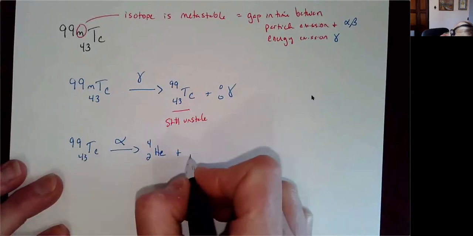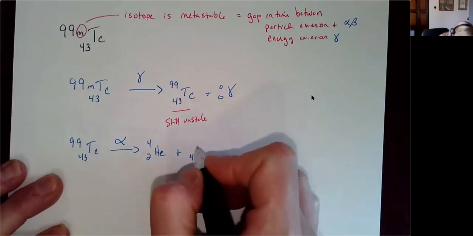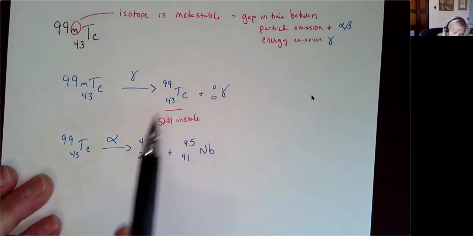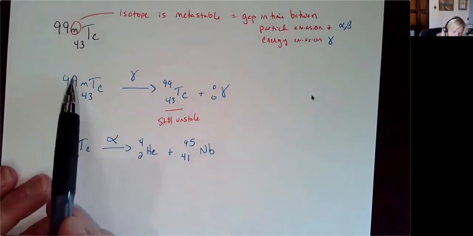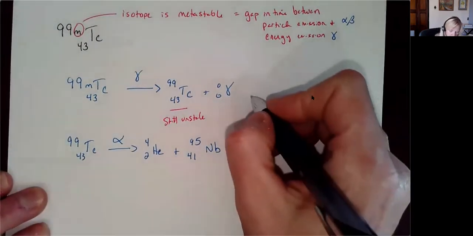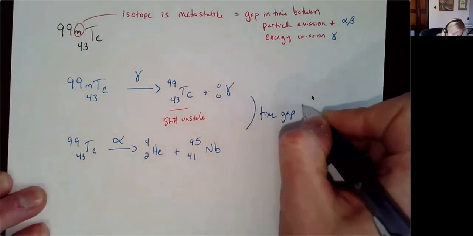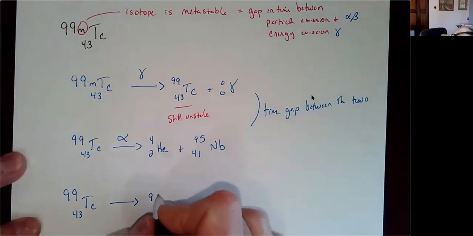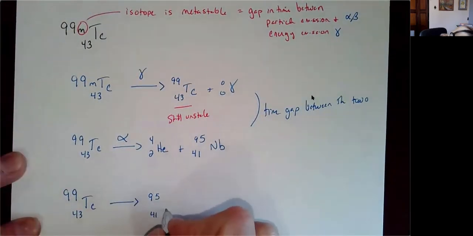This is going to go down by 2. This is going to go down by 4. And now I have niobium. And so these two events are going to happen, but if it's metastable, they're just going to happen at different times. So there's going to be a time gap between the two. If I wanted to write it all as one, this would imply that it happens all at the same time.